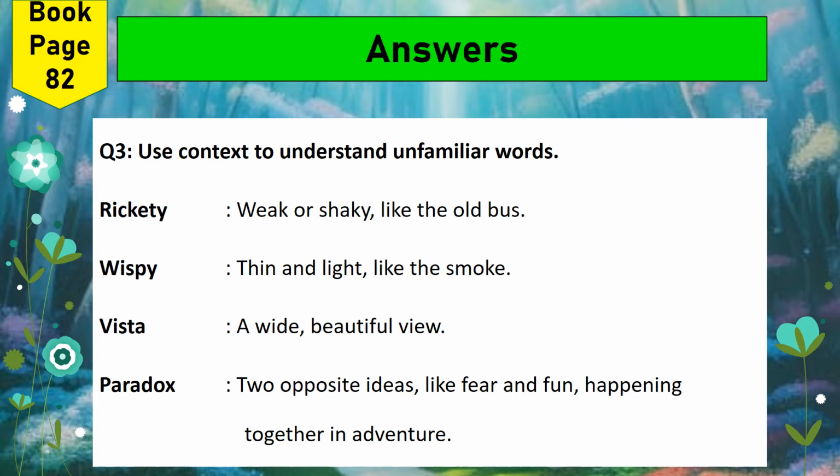Now let's look at question 3, which is about using context to understand unfamiliar words. Rickety, this means weak or shaky, like an old bus that might break down any moment. Wispy, this means thin and light, like a small trail of smoke floating in the air. Vista, a vista is a wide, beautiful view, like the amazing sights you see on top of a hill or mountain. Paradox, a paradox is when two opposite ideas exist at the same time. For example, in an adventure, you can feel fear and excitement together. That's a paradox. Understanding words like these from the context helps improve your reading skills. Let's move on to the next part.